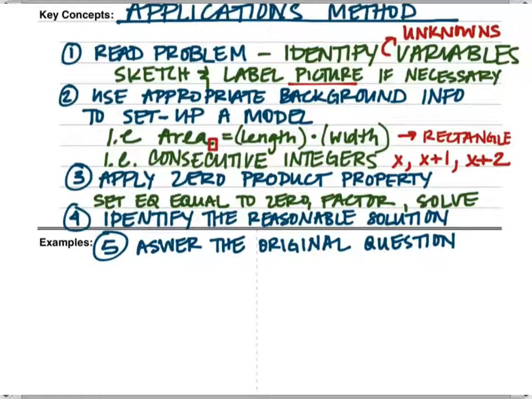method. So first we want to read the problem, making sure we can sketch and label a picture if necessary, identifying the unknown items. Then using appropriate background info, so if there's a model, some type of formula that we need, we can go ahead and apply the zero product property in order to solve. That's where we would set one side equal to 0, factor it if possible, and then find the reasonable solutions. Once we have those reasonable solutions, we're going to go back and answer the original question.